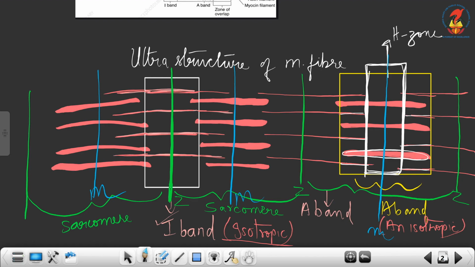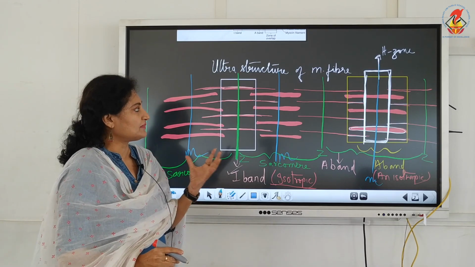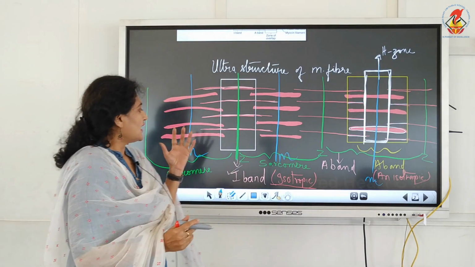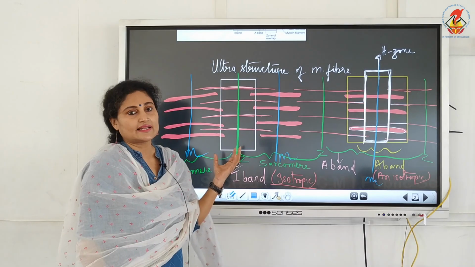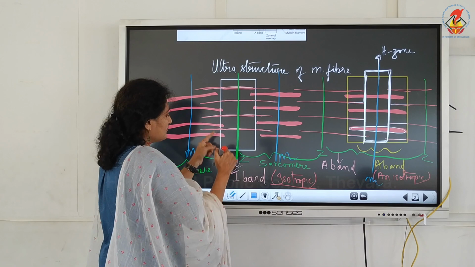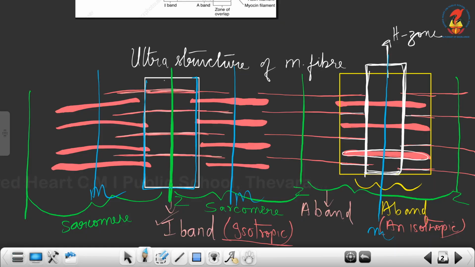I hope you have understood the striations or the ultrastructure of a muscle fiber. Once again, there are alternate dark and light striations. The dark band is the A band and the light bands are the I band, and if you focus, the I band exclusively comprises thin filaments or actin filaments, and the central line running through it is called the Z line. The A band comprises the region that has the full length of the myosin or thick filaments, and at the edges overlapped with the thin filaments.